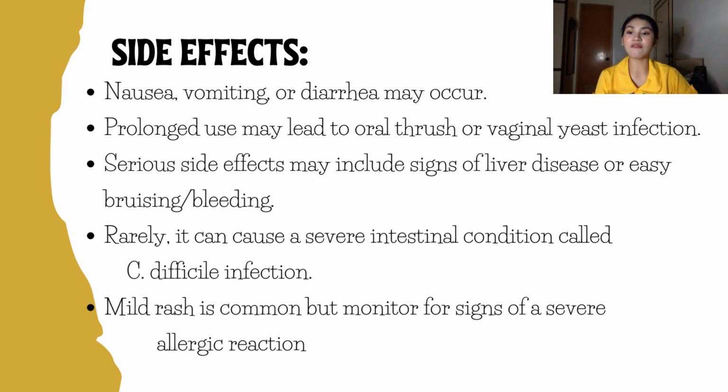Next we have, rarely, amoxicillin can also cause a severe intestinal condition called C. difficile infection, or Clostridium difficile infection, which is a type of bacteria that can cause serious infections in our gut when things are not balanced in our gut. Normally, these bacteria don't cause problems, but if something messes up that balance, like taking antibiotics, it can allow the Clostridium difficile to grow too much and cause trouble.